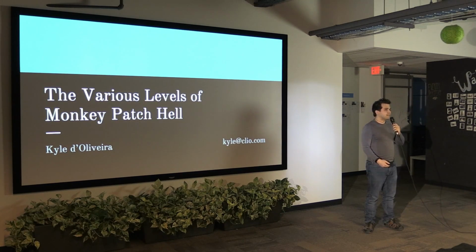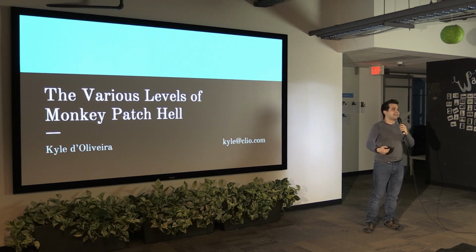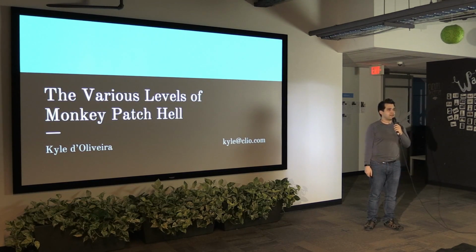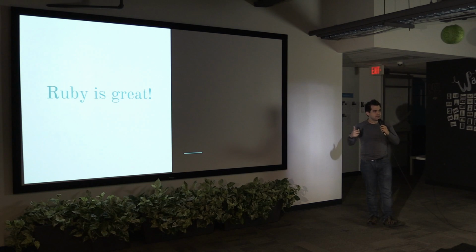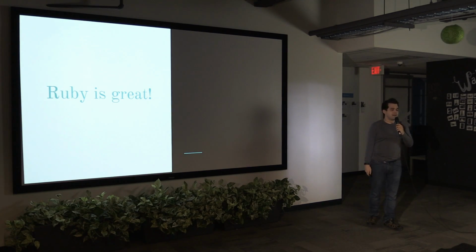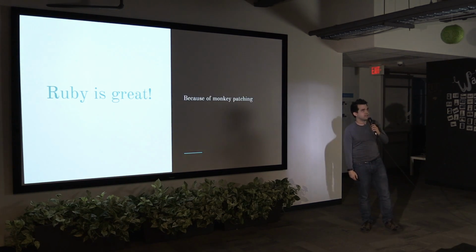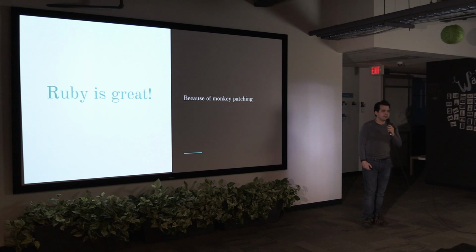So monkey patching basically is being able to reopen classes and add or change or modify behavior. With Ruby, you can kind of do anything and no one can really stop you. So we're at VanRuby. Ruby is great. But actually one of the really big reasons why Ruby is great is because of monkey patching. It's a pretty powerful tool that lets us do a lot of stuff with the language.